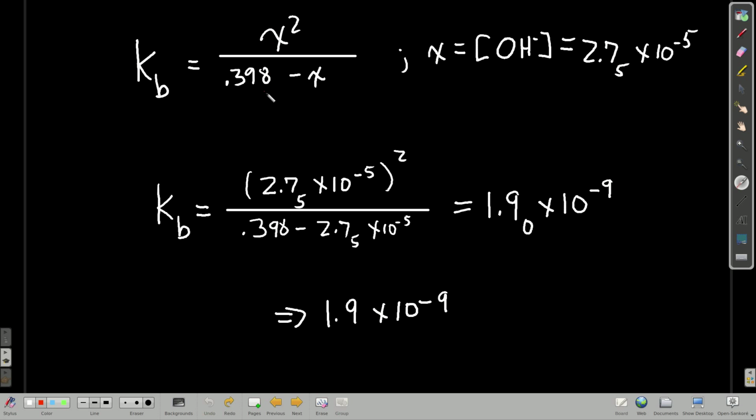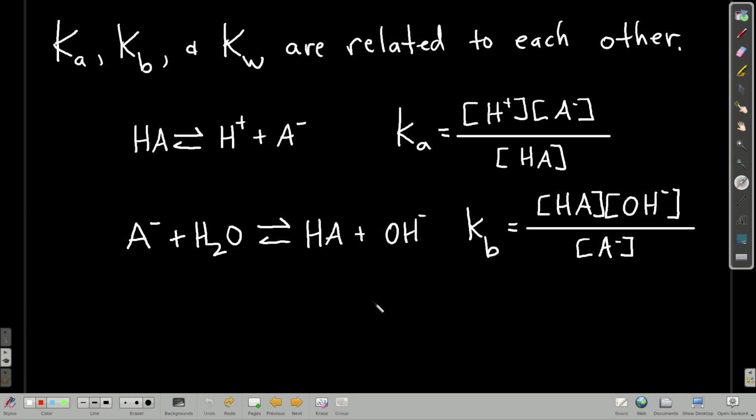Plug into the equilibrium expression. But now, see, we knew x to begin with, because that's just the concentration of hydroxide, which we calculated. We plug this in, we calculate Kb. It ends up as 1.9 times 10 to the minus 9. Really nice, really nice.